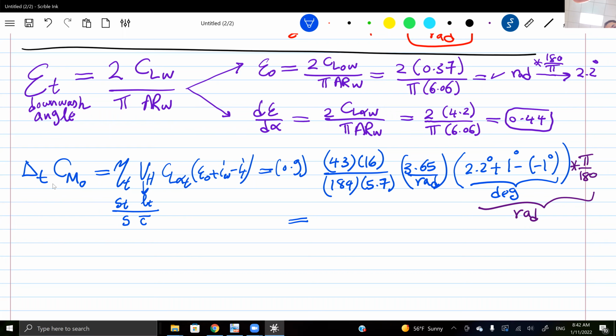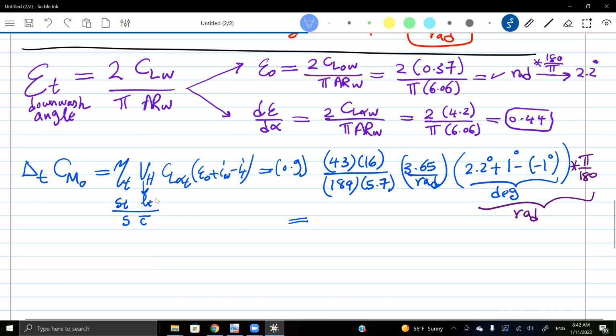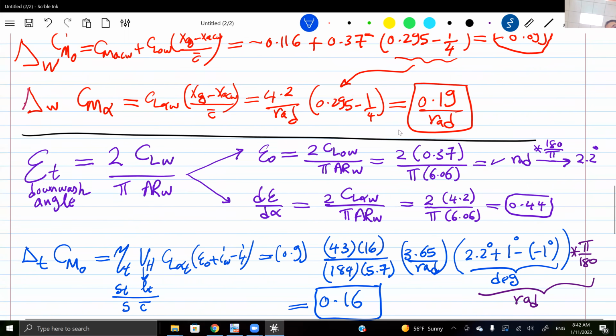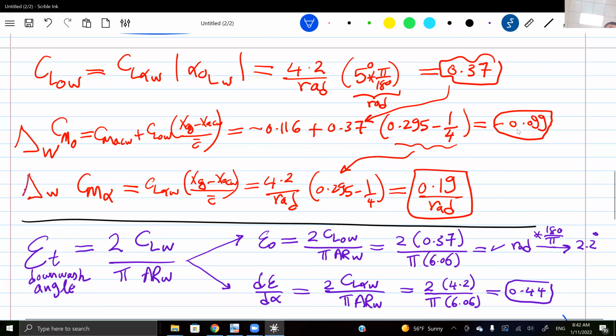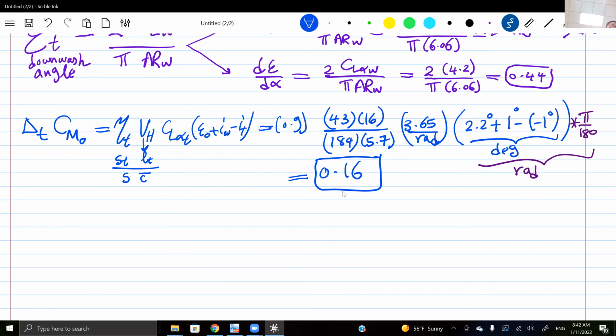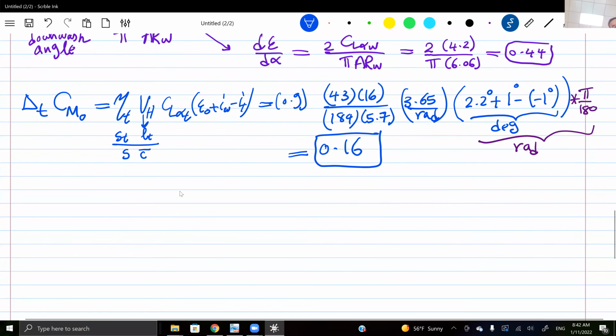we want CM naught for the entire airplane to be what? Positive or negative? Positive. The wing was negative. I hope that the tail is positive enough. So the tail here is 0.16. The wing was almost negative 0.1 or something. So this is positive and strong enough to outweigh the wing contribution.